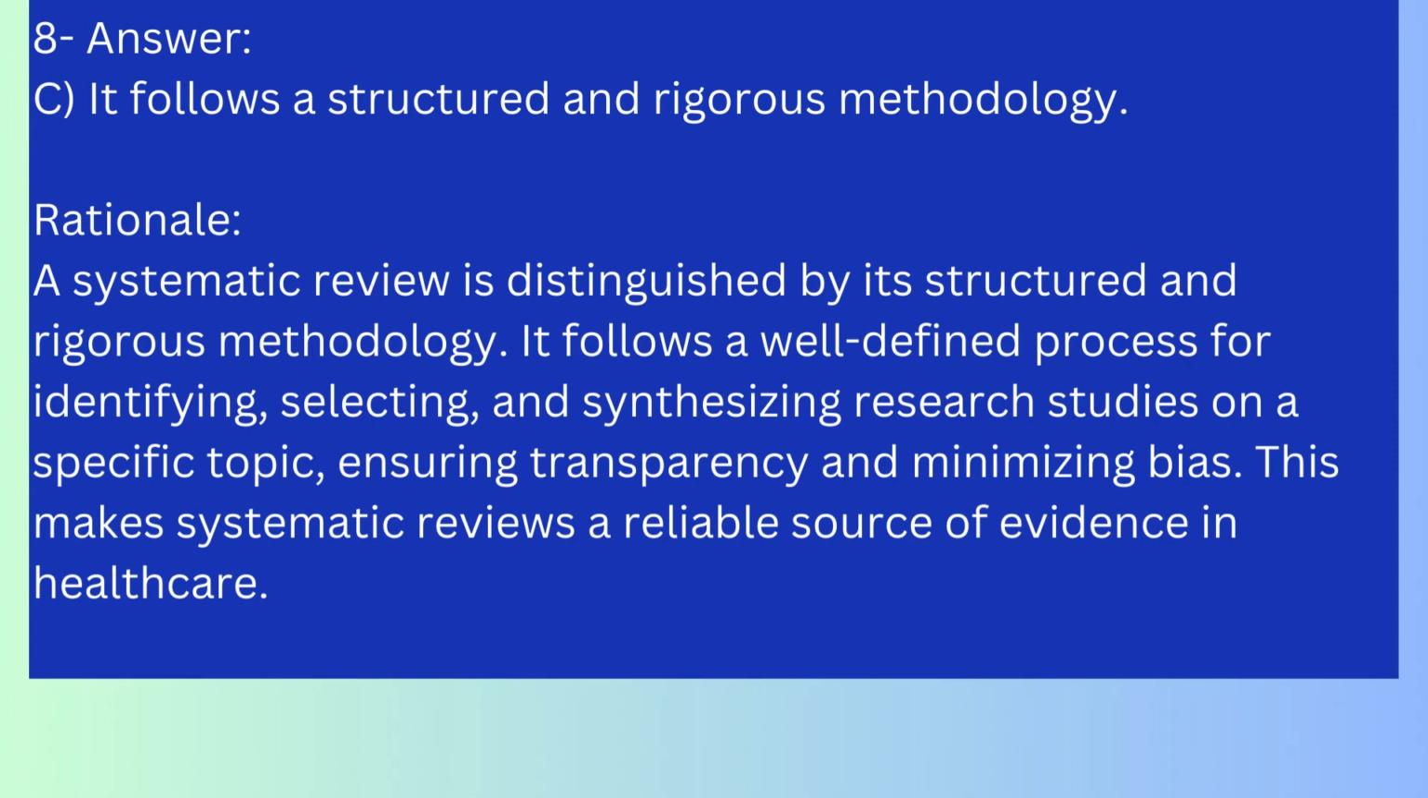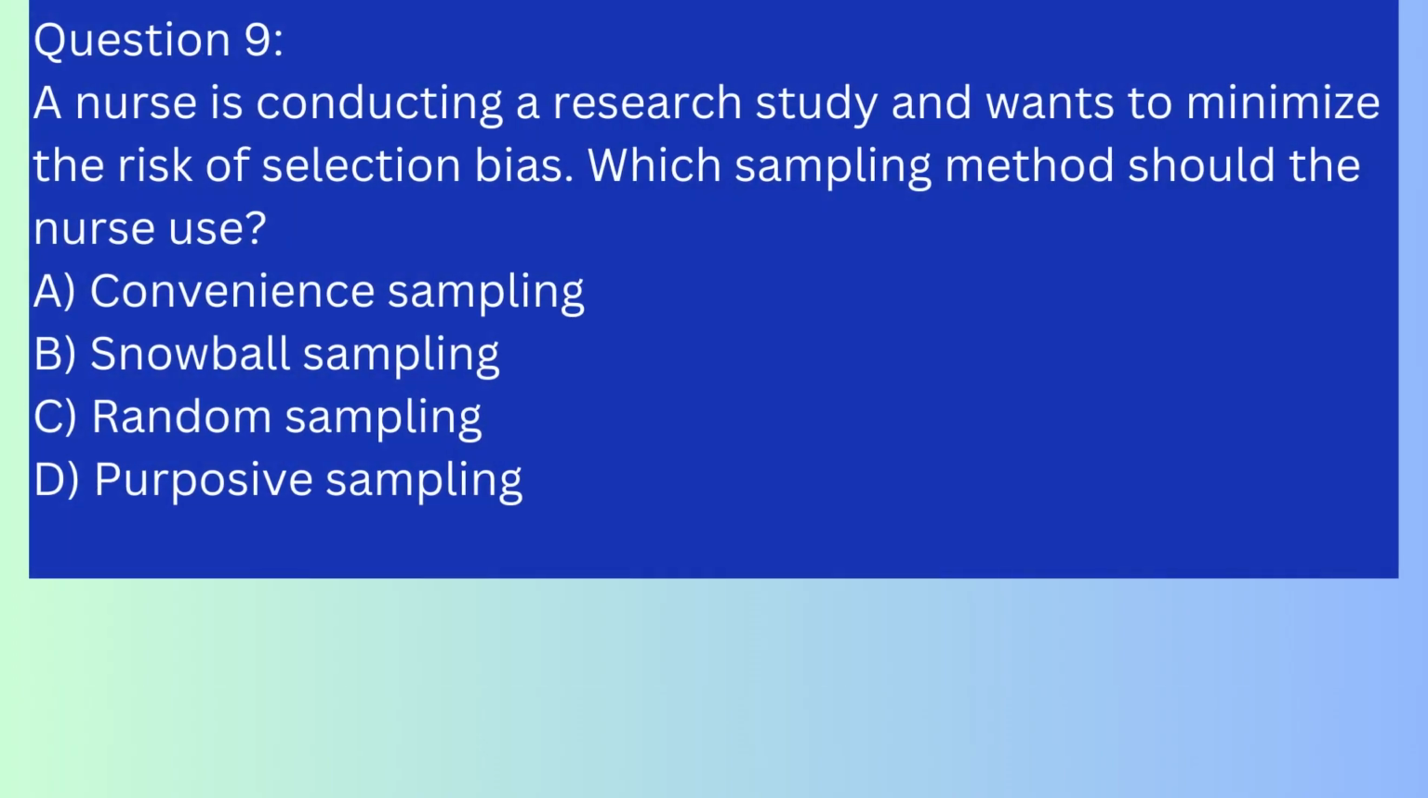Rationale: a systematic review is distinguished by its structured and rigorous methodology. It follows a well-defined process for identifying, selecting, and synthesizing research studies on a specific topic, ensuring transparency and minimizing bias. This makes systematic reviews a reliable source of evidence in healthcare. Question 9. A nurse is conducting a research study and wants to minimize the risk of selection bias. Which sampling method should the nurse use? A. Convenience sampling, B. Snowball sampling, C. Random sampling, D. Purposive sampling.